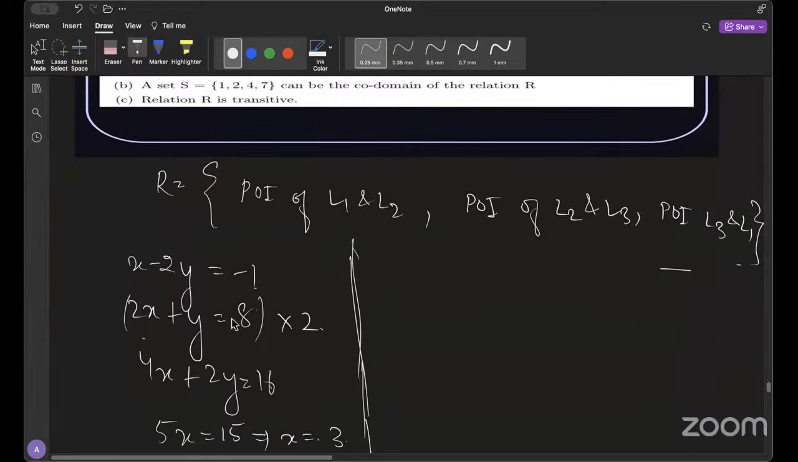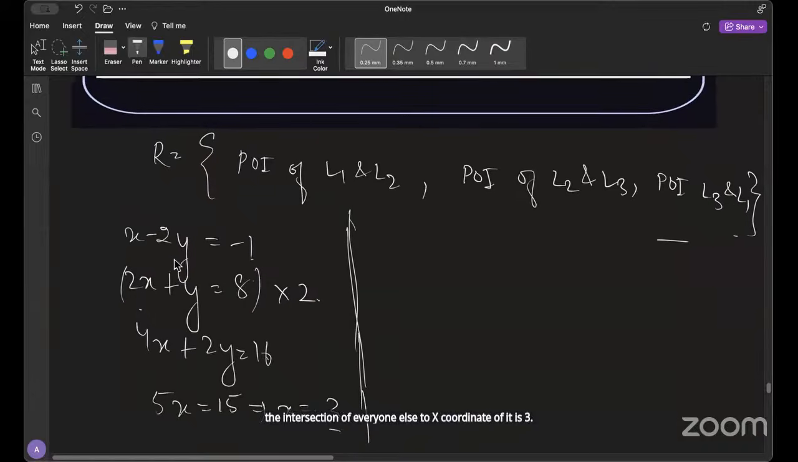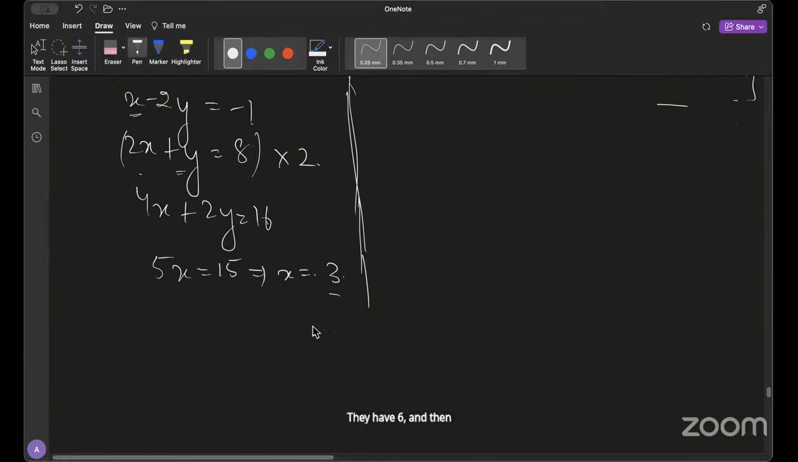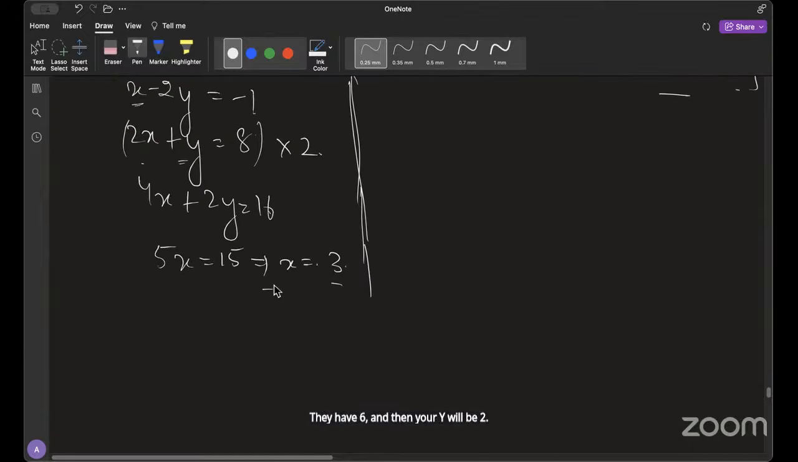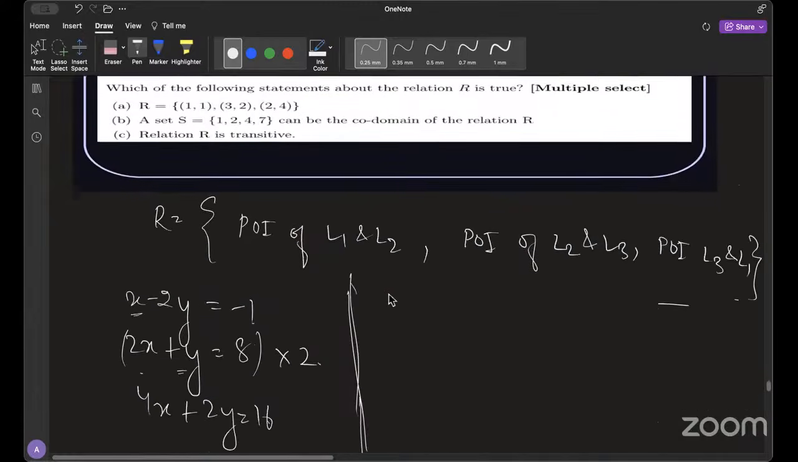The x coordinate of the intersection of L1 and L2 is 3. If we put 3 in either of these two equations, let's put it here, you have 6, and then your y will be 2. That means the point of intersection is (3, 2). It's in the relation.